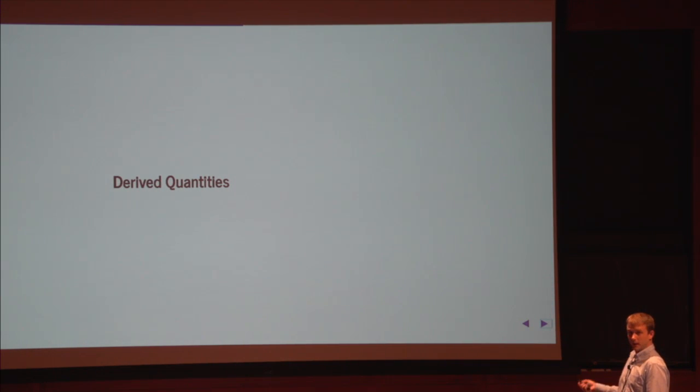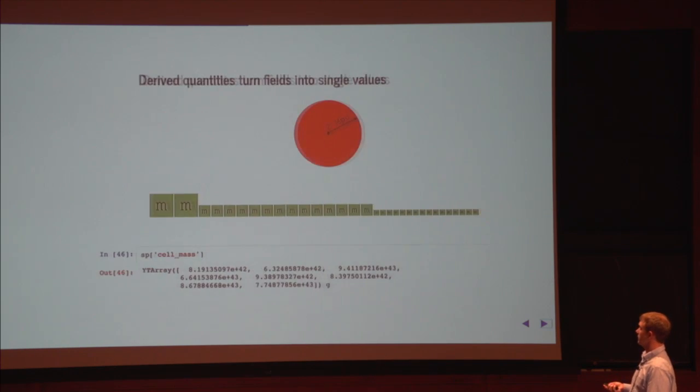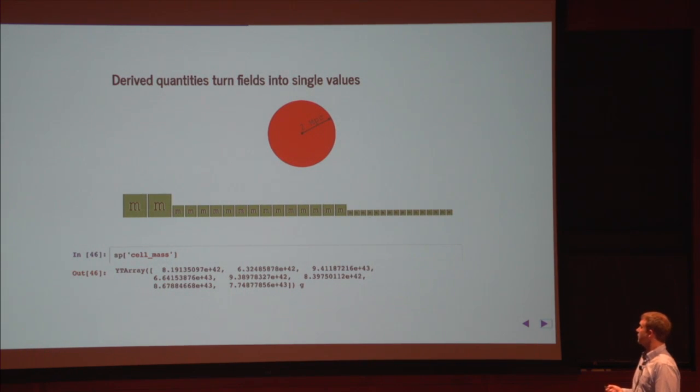So we've looked at the data objects, we've looked at querying the data arrays from the data objects, but what if we want to derive quantities from these data objects? So we have derived quantities which turn fields into single values. So what do I mean by that? Well, suppose you want to know the total mass in the sphere. You can query a field called cell mass, which tells you what the mass is in each cell of the sphere. Gives you that array that we discussed already.